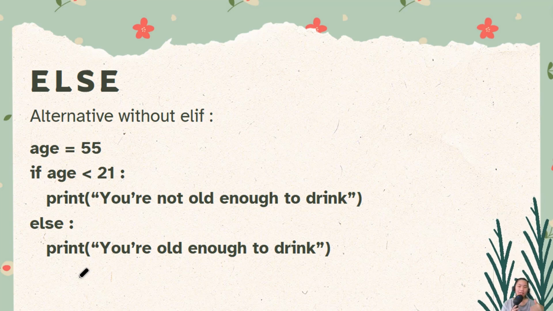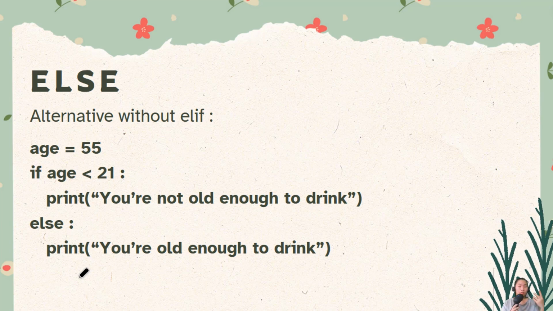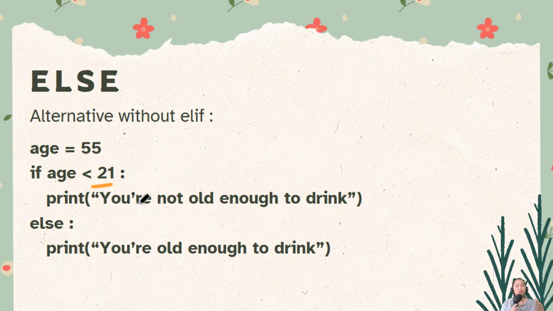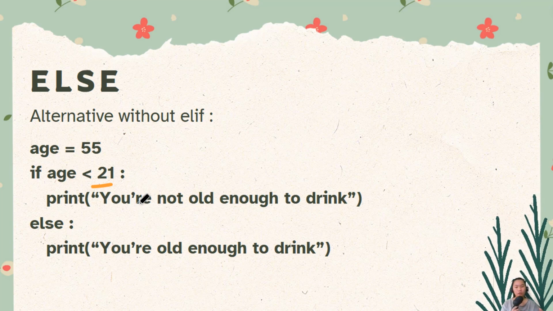You don't need to add in elif. Elif is usually for more complicated, a little bit higher demanding conditions, okay? And if age is less than 21, print you're not old enough to drink, else print you're old enough to drink. Okay, very simple like that.